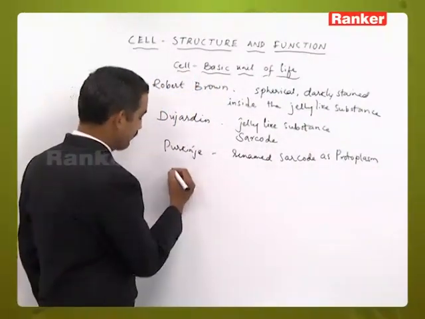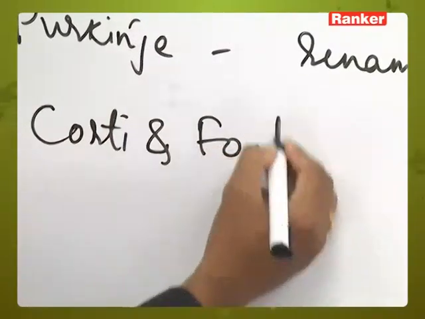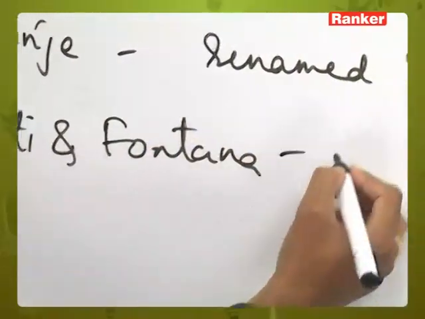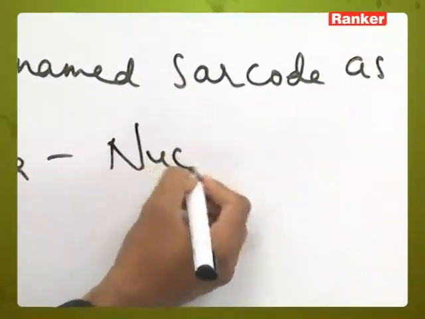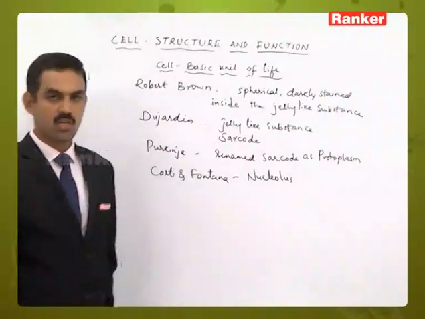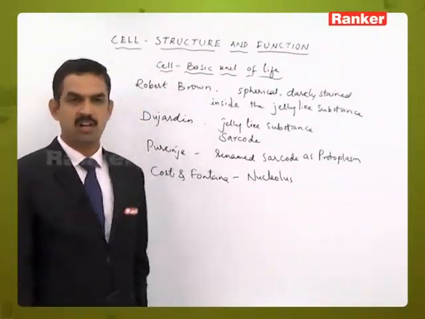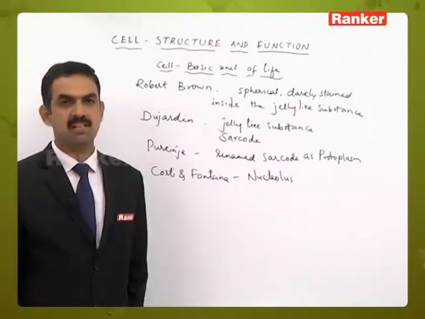Then Corti and Fontana. They are the scientists who discovered the spherical shaped structure present inside the nucleus, called the nucleolus. Likewise, these are some discoveries related to the primary description of the cell and its cell structures.